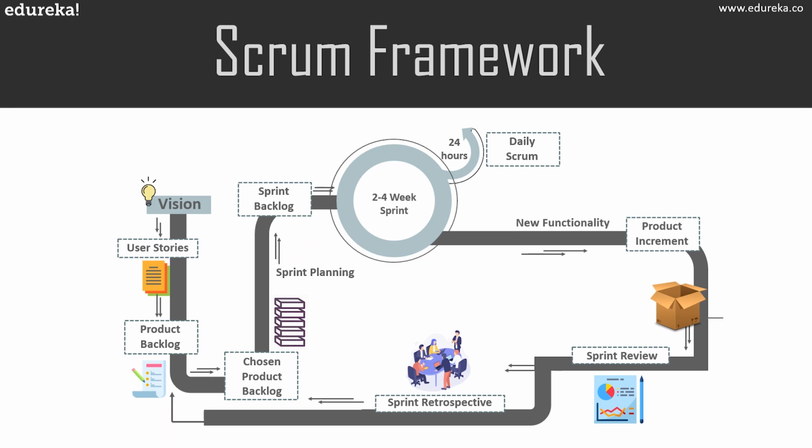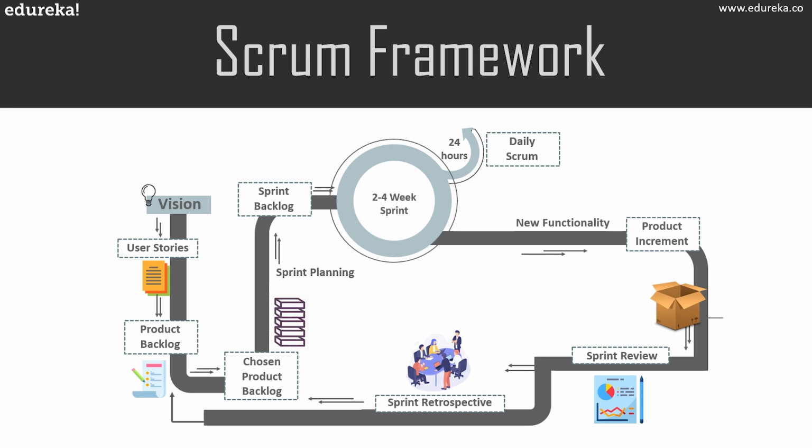And the cycle begins again until the entire product is developed, or until the budget is exhausted or the timeline is reached, whichever comes first. So that's how an entire Scrum framework works. It begins with the product owner figuring out the product backlog. After that, the sprint backlog is established. Based on that, the entire sprint works out. Then they have the sprint review and retrospective. And at the end of every sprint, they have a product increment.